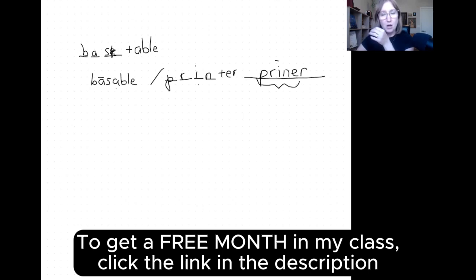They didn't just add a random R. They added the suffix ER, which means something who or someone that. And they dropped the E, and then they added this ER. So this E goes with the R, not with the word prine. Now you know.